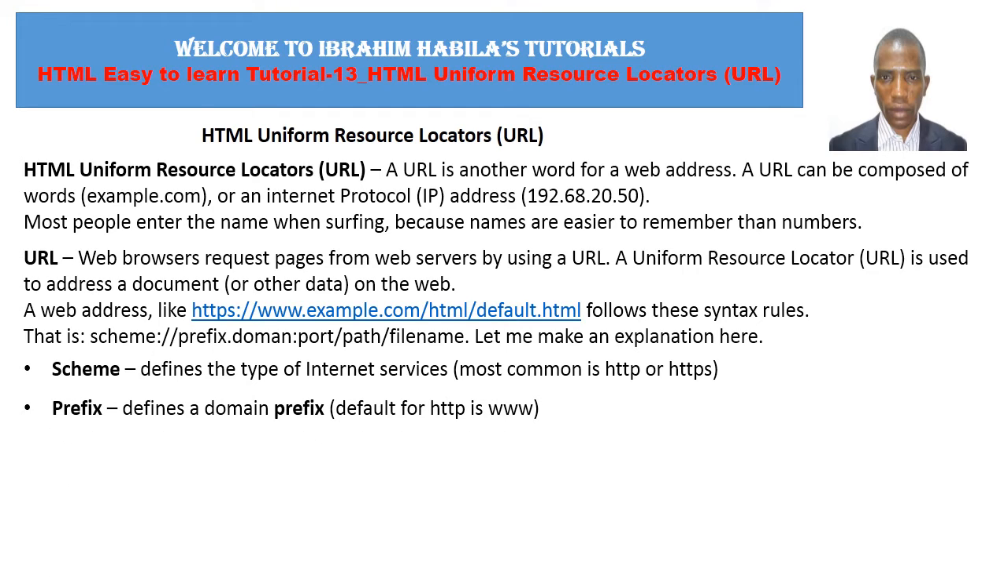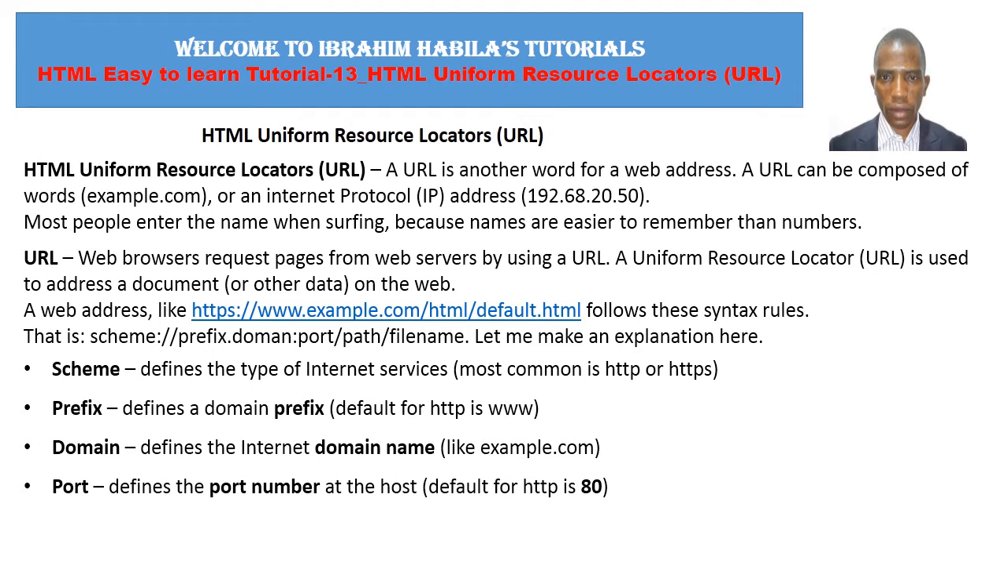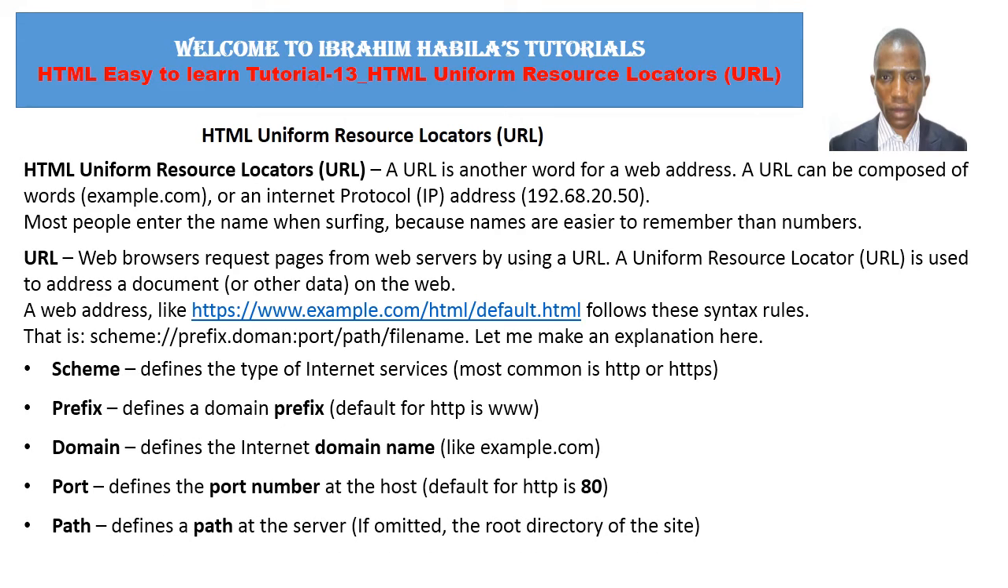Prefix defines a domain prefix. The default for HTTP is www. Domain defines the Internet domain name, like example.com. Port defines the port number at the host. The default for HTTP is 80. Path defines a path at the server. If omitted, it is the root directory of the site. File name defines the name of a document or resource.